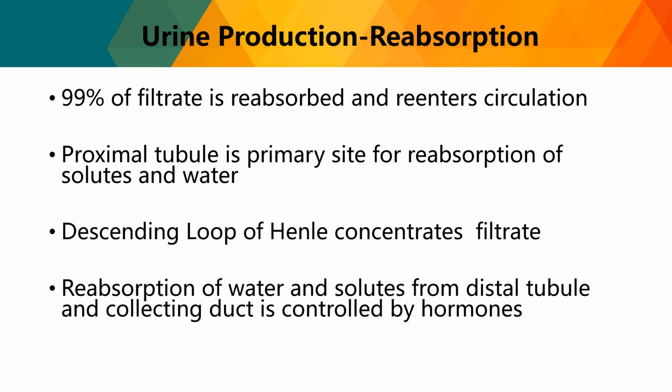For urine production and reabsorption, 99% of the filtrate is reabsorbed and re-enters the circulation. The proximal tubule is the primary site for reabsorption of solutes and water. On the other hand, the descending loop of Henle concentrates the filtrate, and reabsorption of water and solutes from the distal tubule and collecting duct is controlled by your hormones.